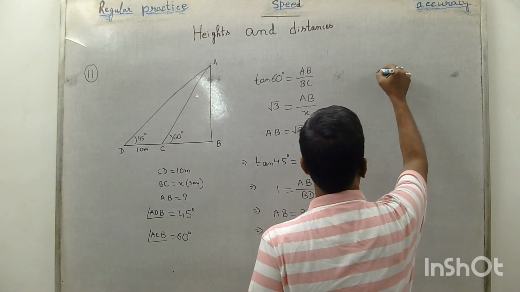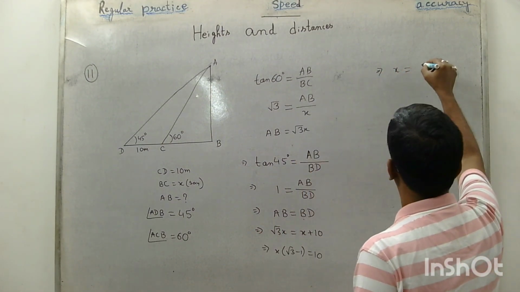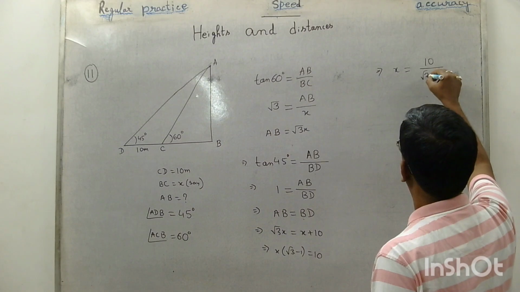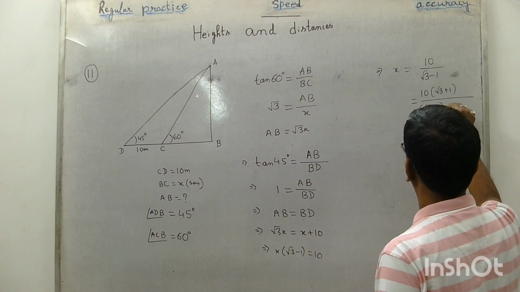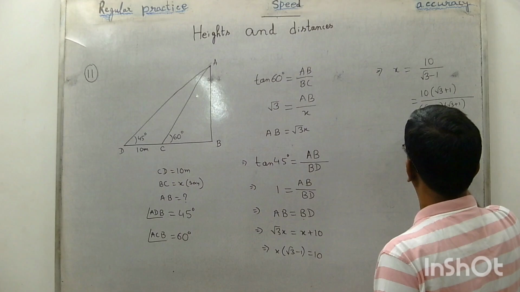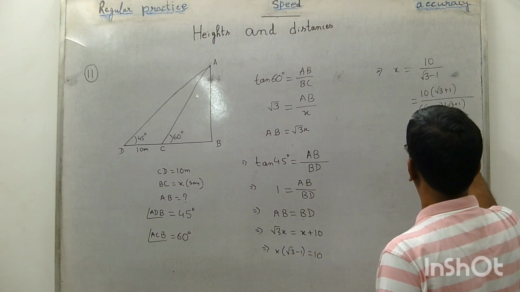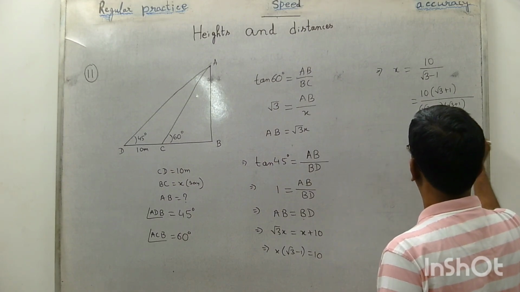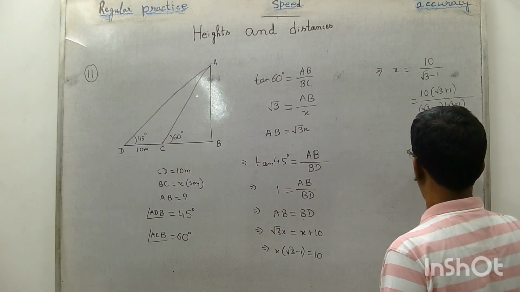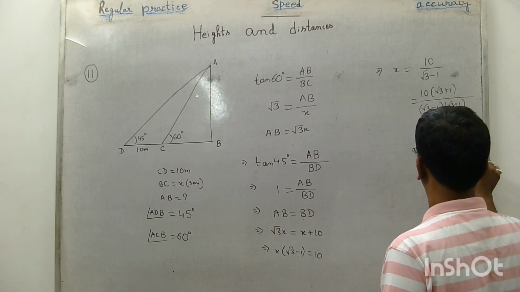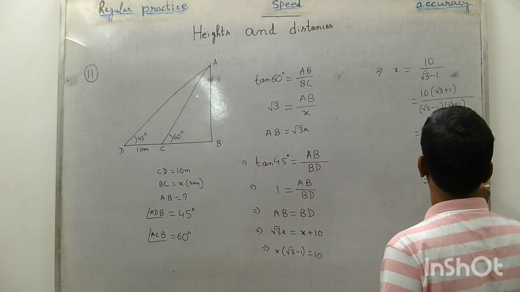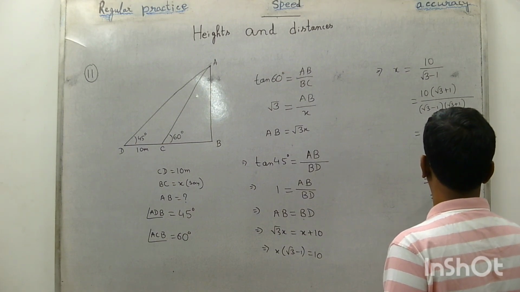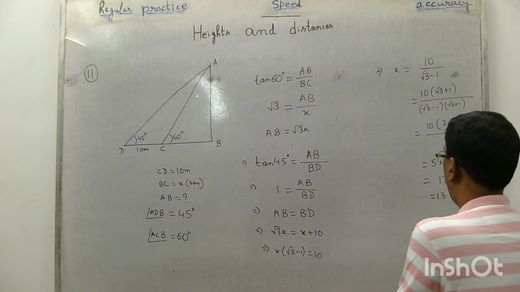Next, x equals 10 by root 3 minus 1. It will be 10 into root 3 plus 1 by root 3 minus 1 into root 3 plus 1. Ultimately it will be 10 into 2.732 and this is 2. So 5 into 2.732, 13.66. This is the value of x.